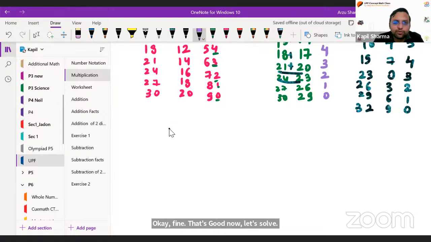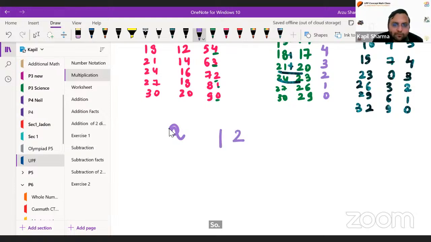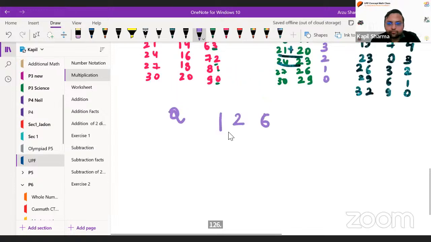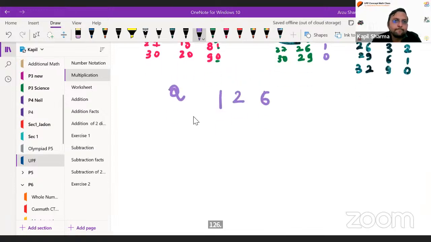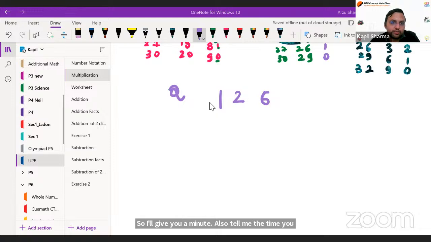Now let's solve a problem. So a simple question for you guys. So write the multiplication table of 126. So I'll give you a minute. Also tell me the time you took to actually solve this.